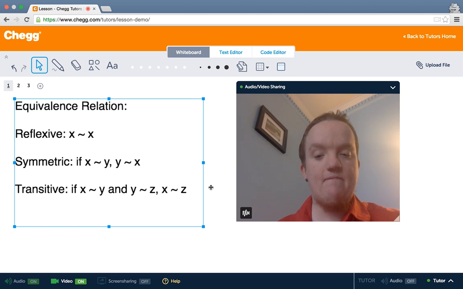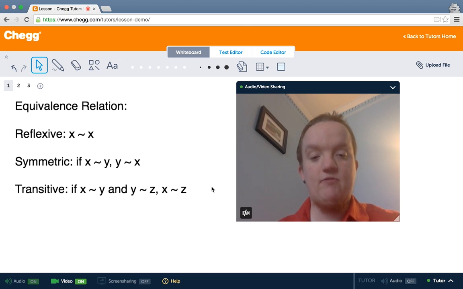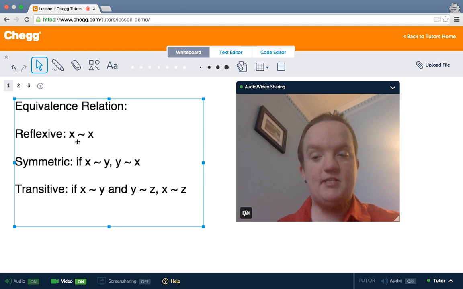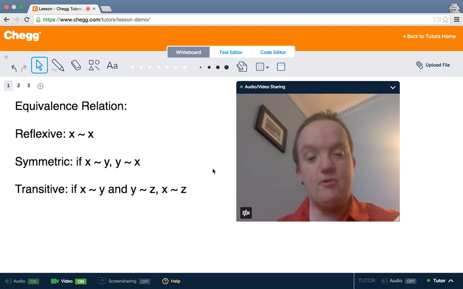Now, the simplest example of an equivalence relation on any set is simply equality. x is equal to x. If x is equal to y, y is definitely equal to x. And if x is equal to y and y is equal to z, x is equal to z. This works on any set that includes numbers. But this is a much more general relation.